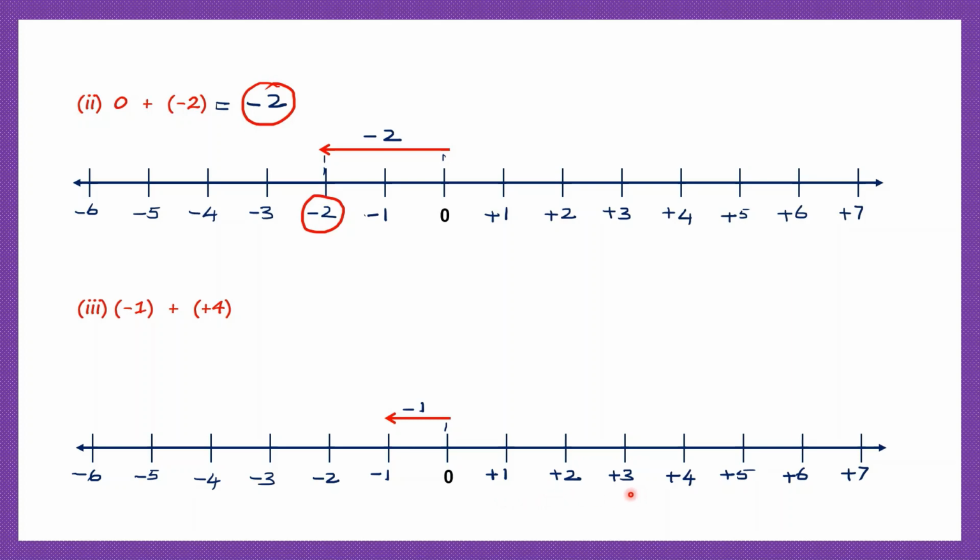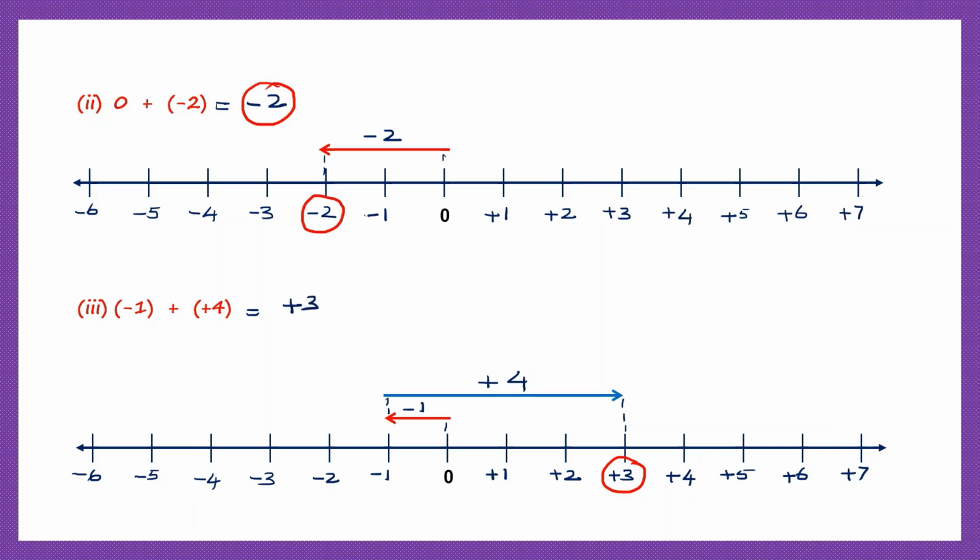4 places will be plus 3. So let's do that. So we have plus 3 there. So we started from minus 1, we moved 4 places to the right and we reached plus 3. So this is our answer. We moved 4 places to the right and we've got plus 3. So let's write our answer here, plus 3.